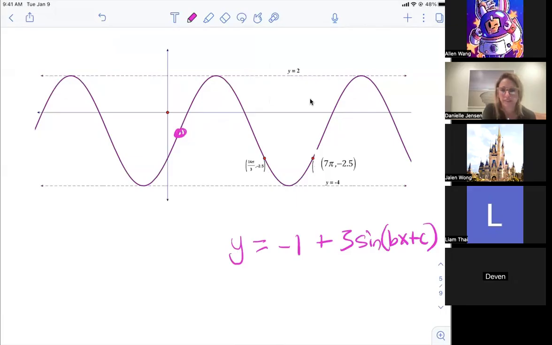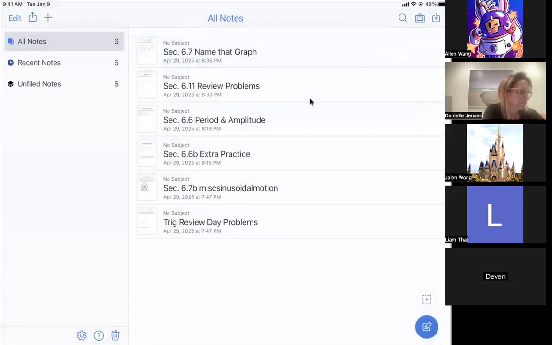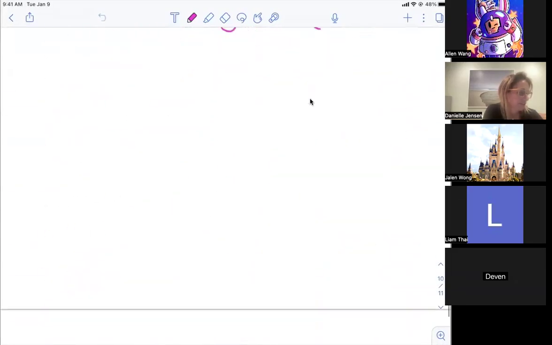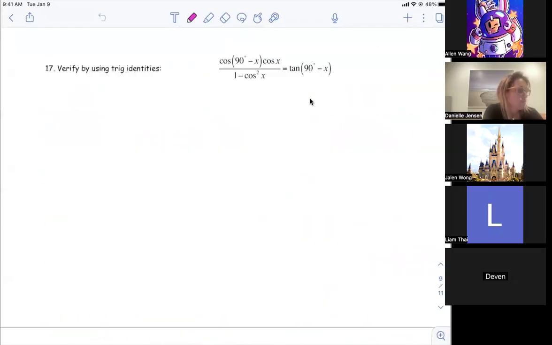Ms. Jensen, can you go back to the Ferris wheel problem on the review packet? I had a question on how you were explaining which quadrant you knew it was in, but I didn't really get that. Oh, yeah.